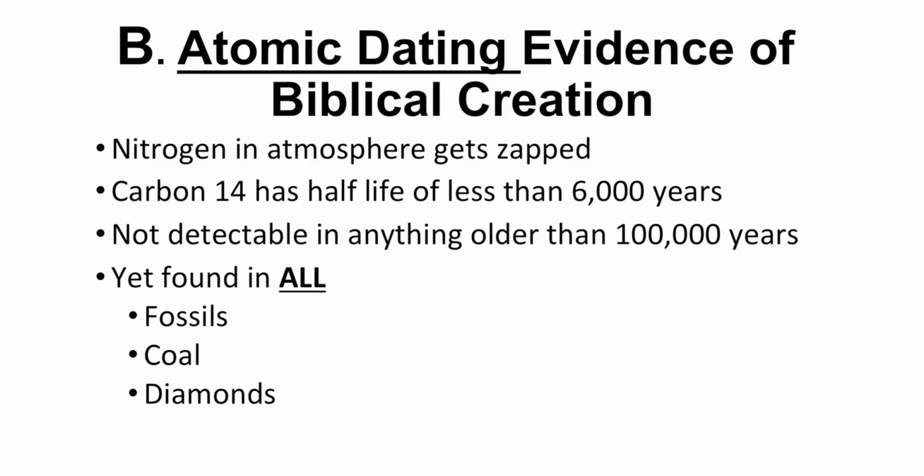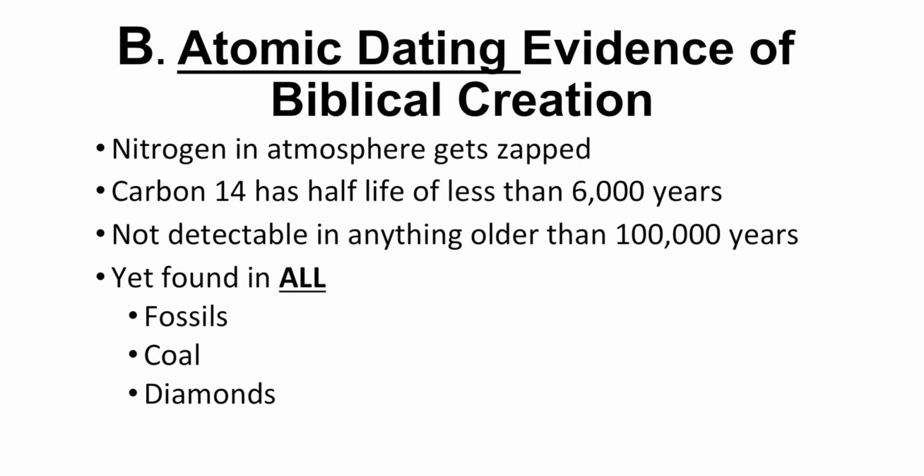cosmic rays hit nitrogen in the upper atmosphere, create an unstable form of carbon called carbon-14, which decays, has a half-life, if you're familiar with that term, of about less than 6,000 years. So what that means when you do the math is that carbon-14 cannot be detected in anything older than 100,000 years. There's just not enough of it left around to measure, okay? Yet carbon-14 is found in all fossils, all coal, and in all diamonds. It is. So what's going on here?